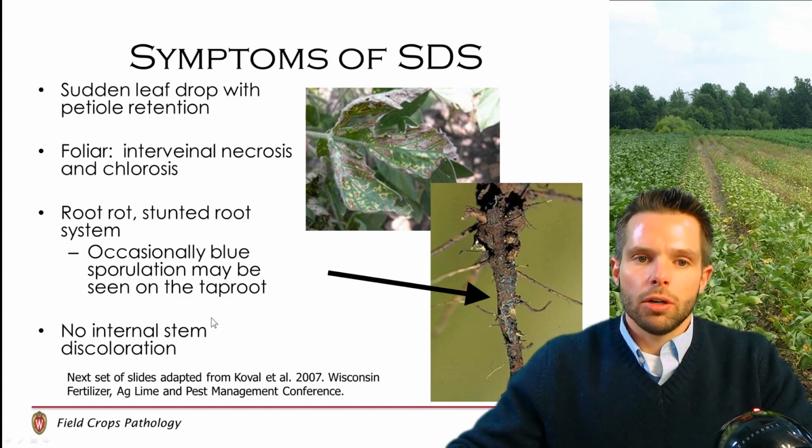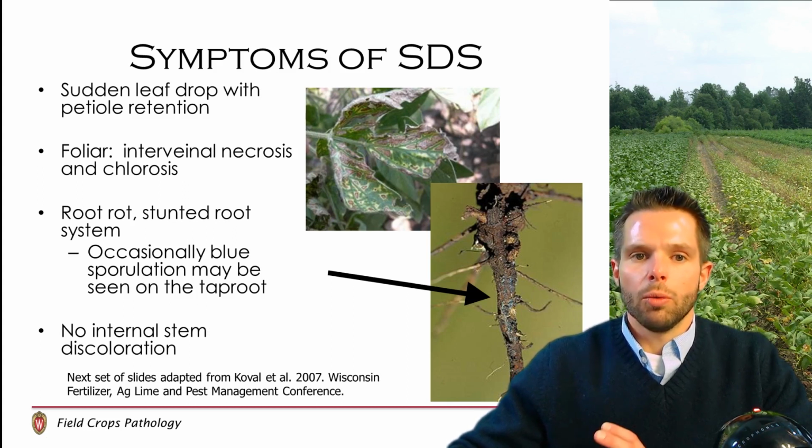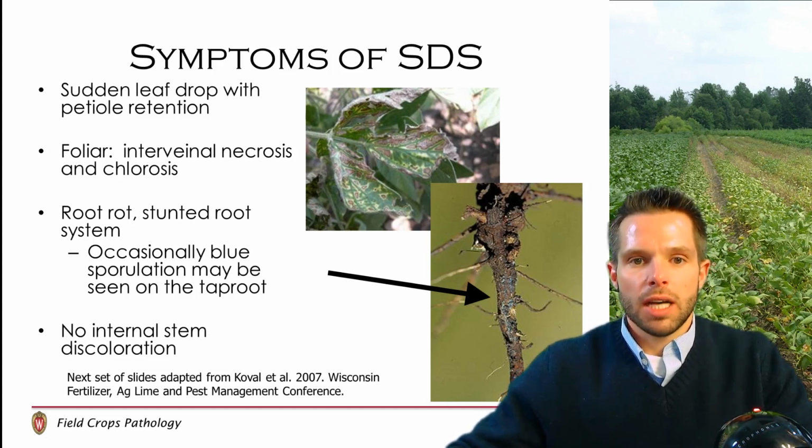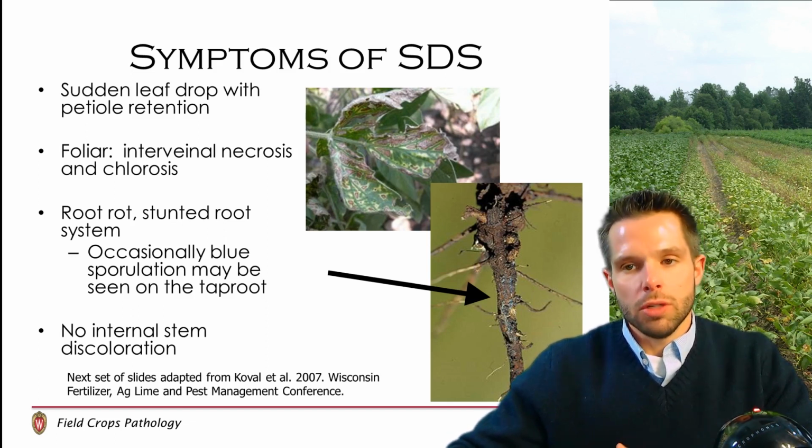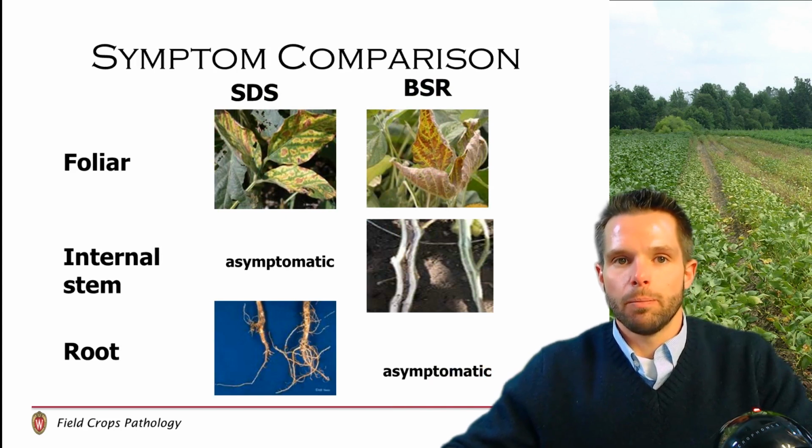Also, there's no internal stem discoloration that we get with sudden death syndrome. That is different than brown stem rot, and when you cut stems of plants that are affected by brown stem rot, you'll often notice a discolored internal pith section, which we do not get when we have sudden death syndrome.